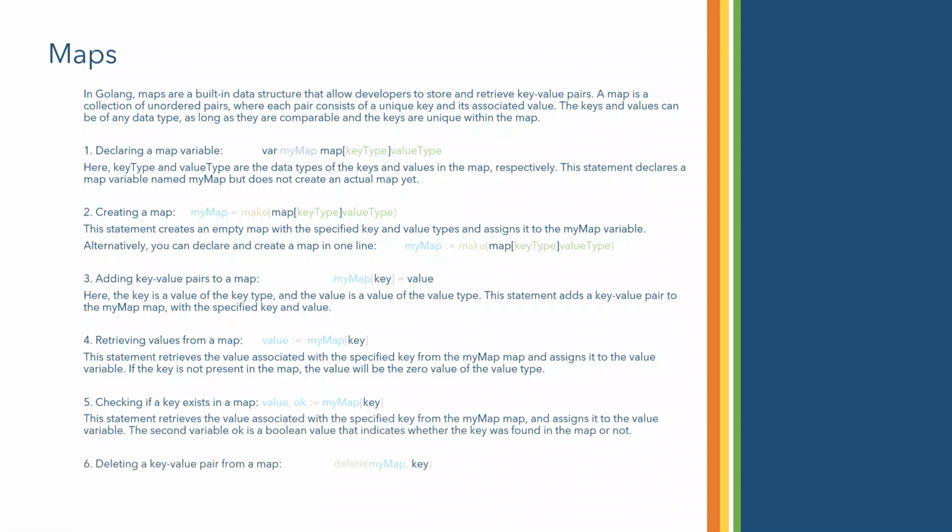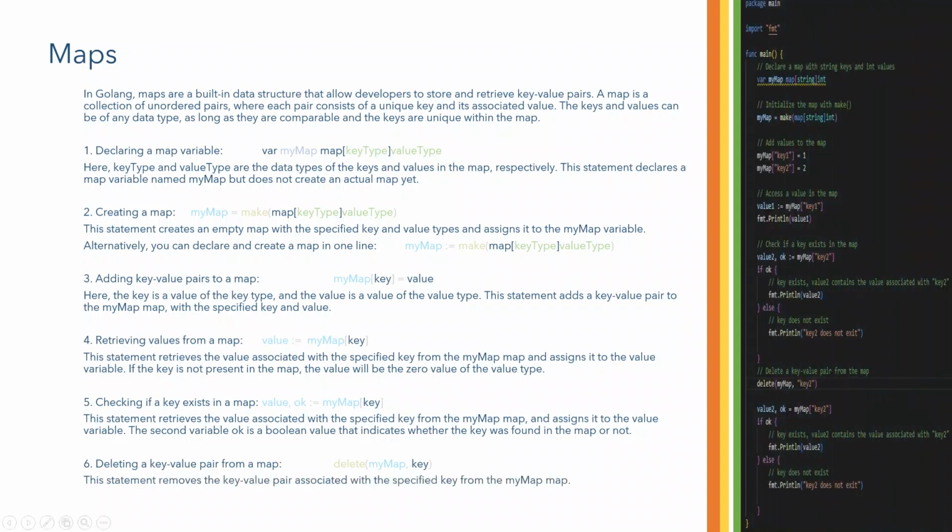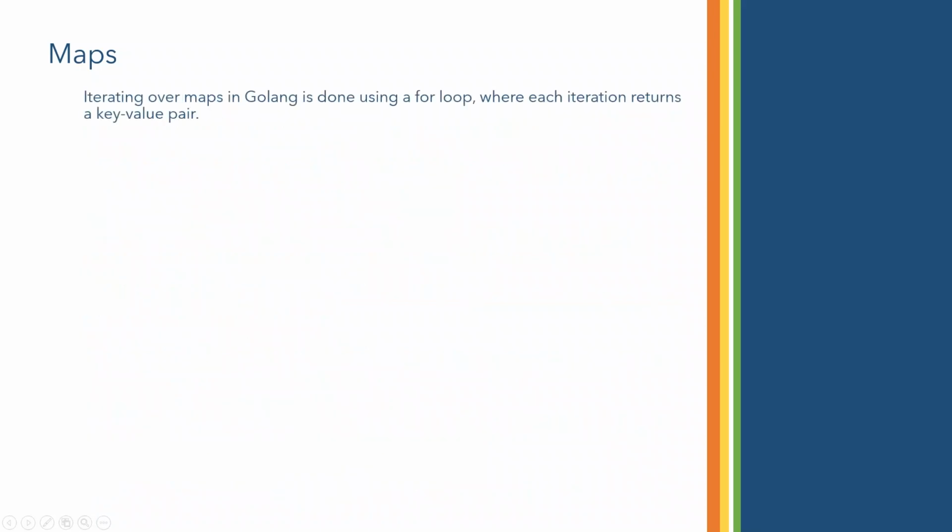How to delete a value from a map? You can use the delete function. The delete function takes a map variable followed by the key to be deleted. We can talk about this program once we are done with the other parts of this presentation.